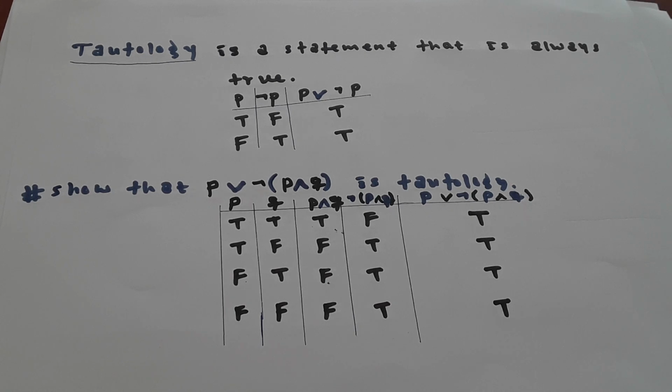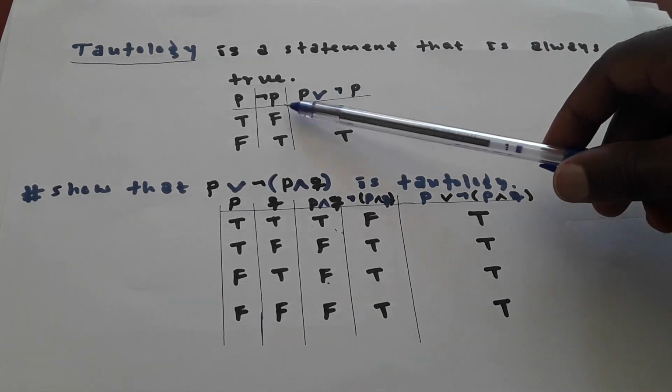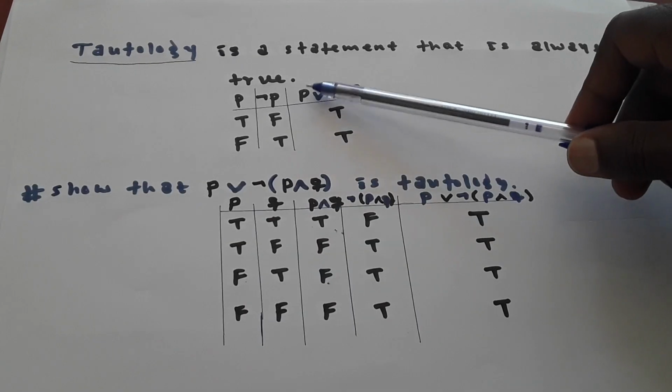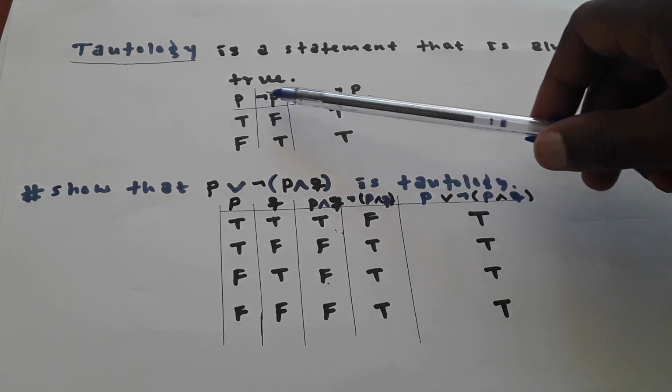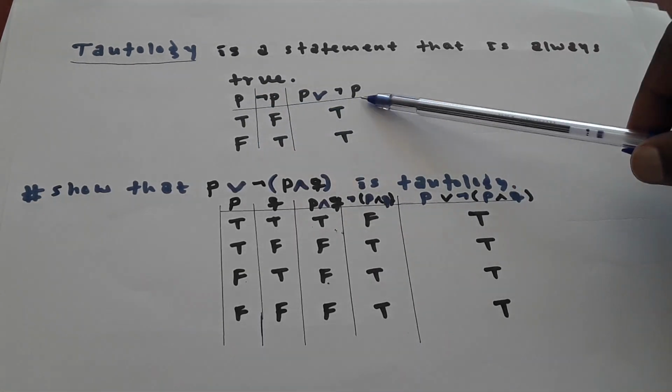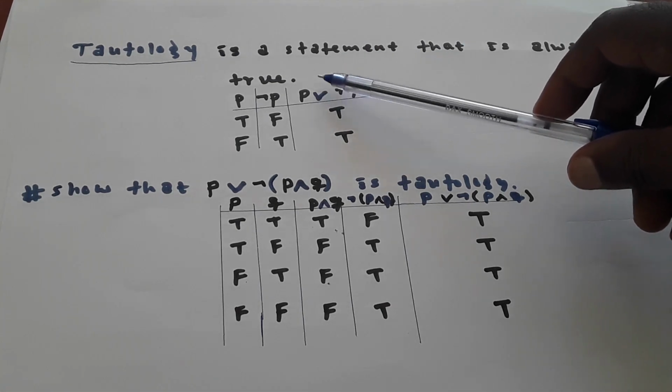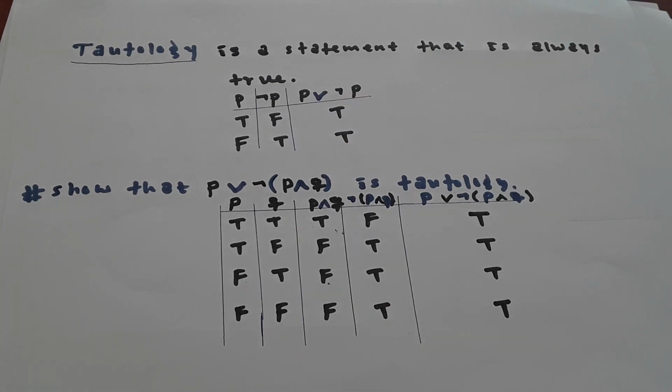Tautology and contradiction. A tautology is a statement that is always true. If P is true, then its negation is false. If P is false, its negation is true. So P or negation of P is true or false, which is true, and false or true is true. With the or, the only option to be false is if both are false. That's why this table is always true.